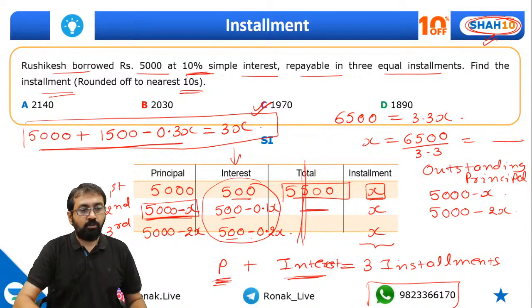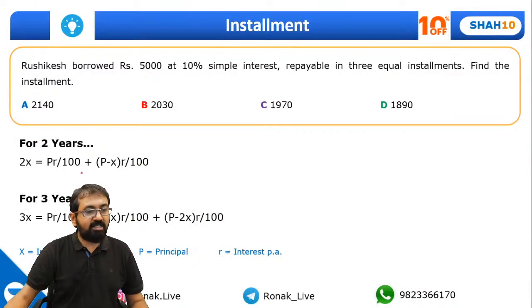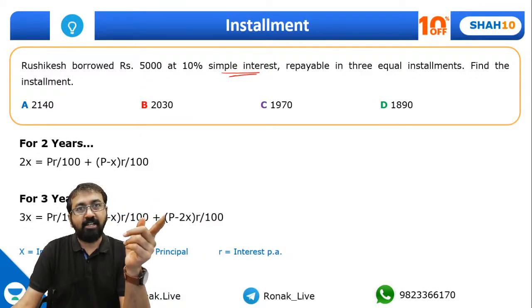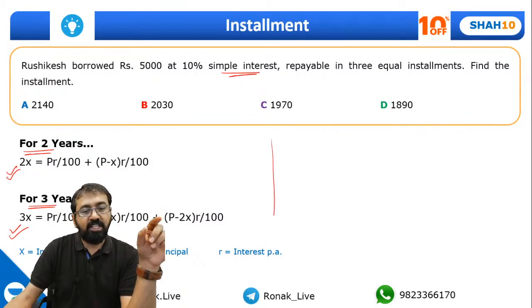Yeah, sure. So now let me show you one more question. Before that, these are the formulae. For simple interest, we have seen the compound interest formula for installments, right? So we have seen that formula. For simple interest, how will we do it? Simple interest for 2 years has a different formula, and 3 years has a different formula. In compound interest, we had just one formula.